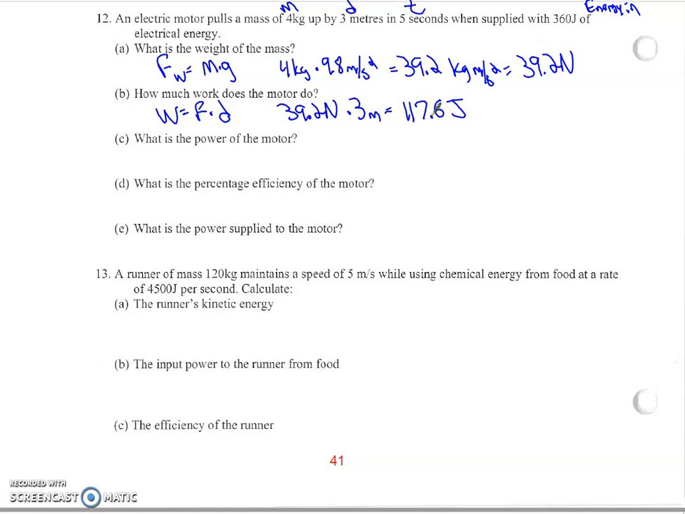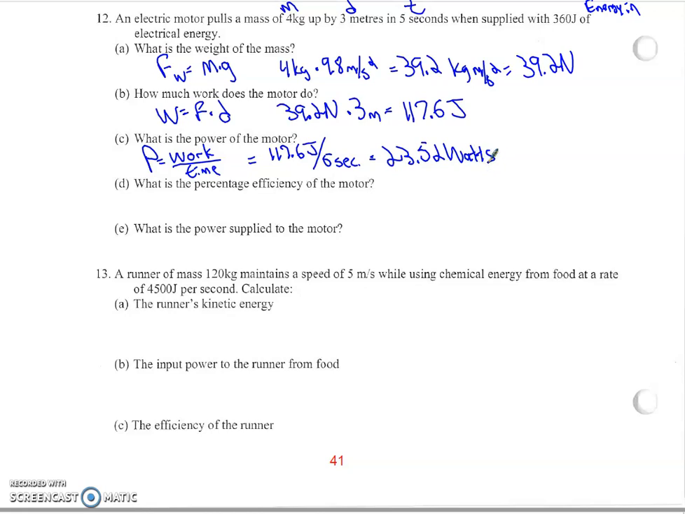Now it's asking the power of the motor. Power is work divided by time. Oh, that looks a little sloppy there. I'm hitting buttons on my pen. All right, power is work divided by time. So we have the 117.6 joules. The time it gave us in the problem was 5 seconds. So that gives us 23.52 watts.